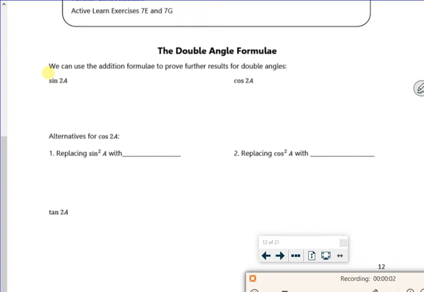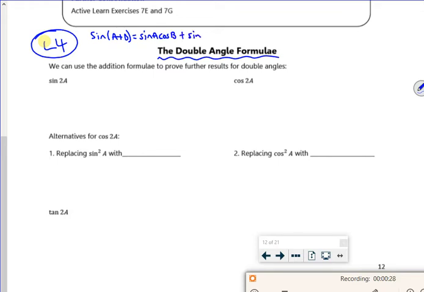Hi everyone, so we're on lesson 4 now, and this is really nice, these double angle formulae, they're lovely. You can derive them or you can remember them. So we had an equation which was sine A plus B is sine A cos B plus sine B cos A. I think the formula is cos A sine B or something.